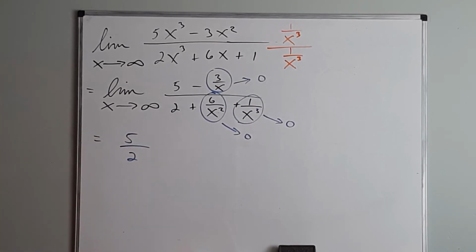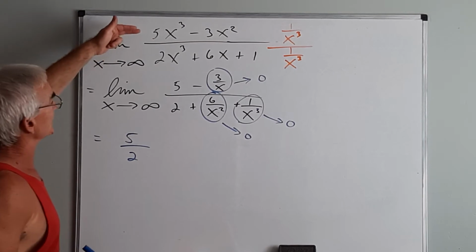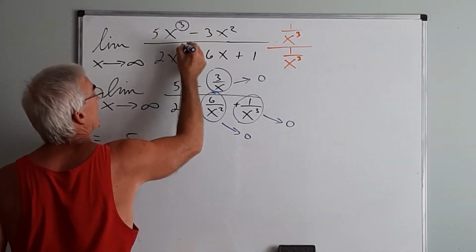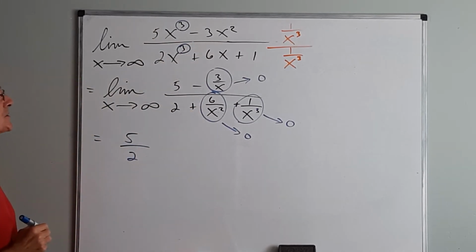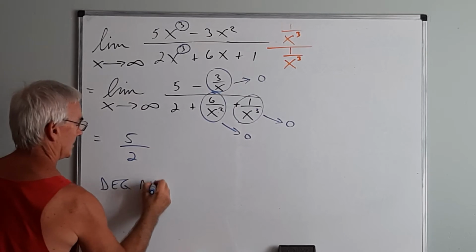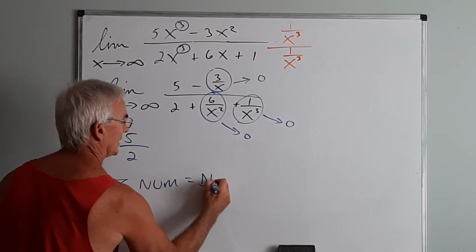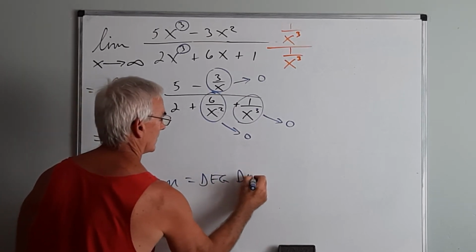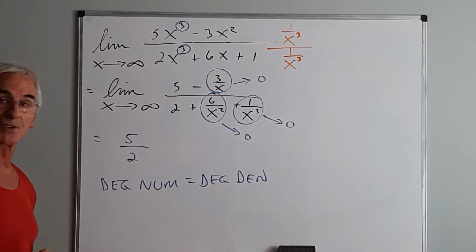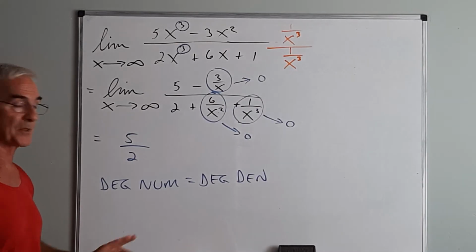Now, you could also have made the argument, because this is a rational function, a quotient of polynomials, I could simply have looked at the degrees of the highest terms. And because the degree of the numerator equals the degree of the denominator, we know we could have just taken the ratio of the lead coefficients to get the same result. But this is a more formal mathematical approach.